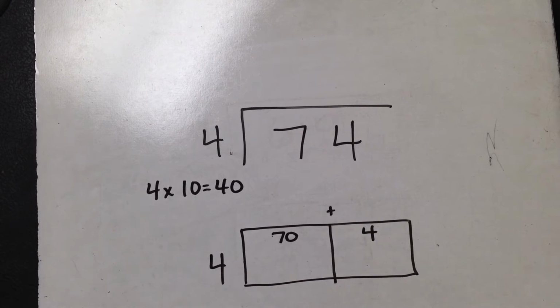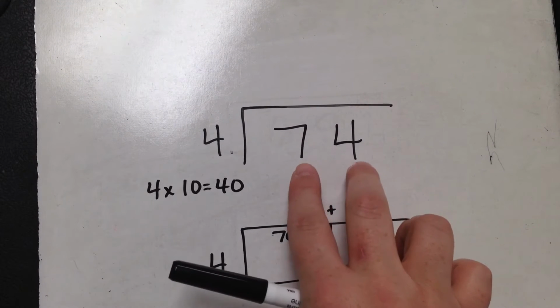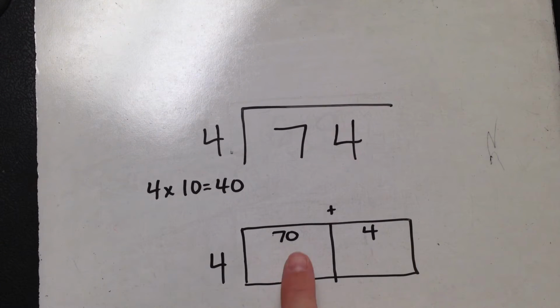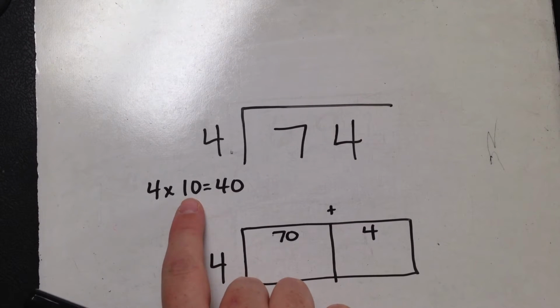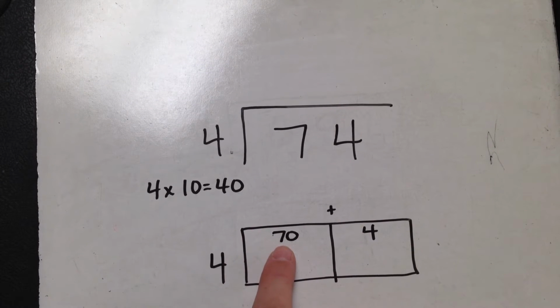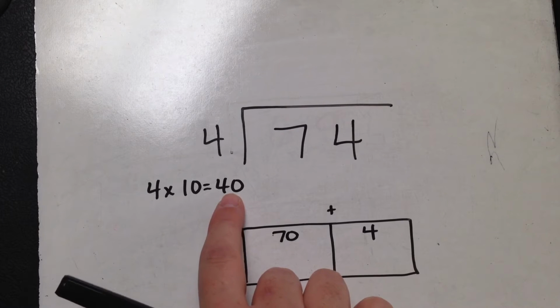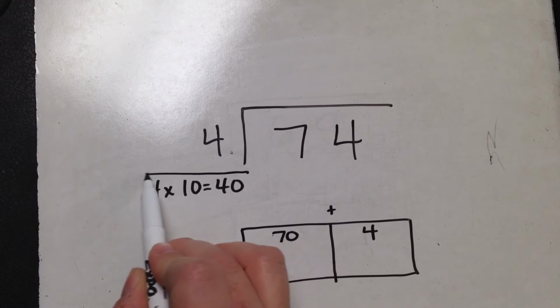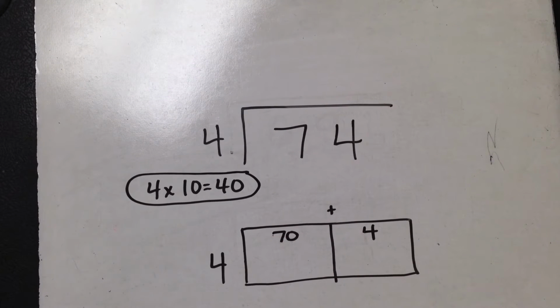Now, division is making groups. If I have 74, I want to know how many groups of 4 I can make. Well, with 70 in my first box, I'm looking at making 10 groups. If I have 70 and I only need 40 to make those 10 groups, then this tells me that I have enough to make at least 10 groups. So I'm going to circle this multiplication fact and use it.